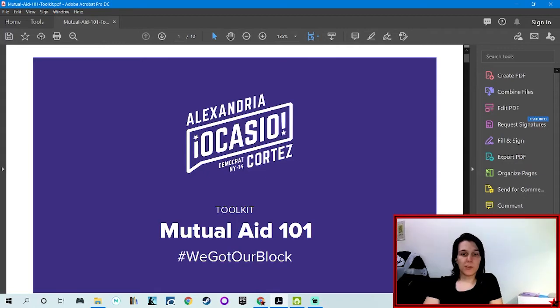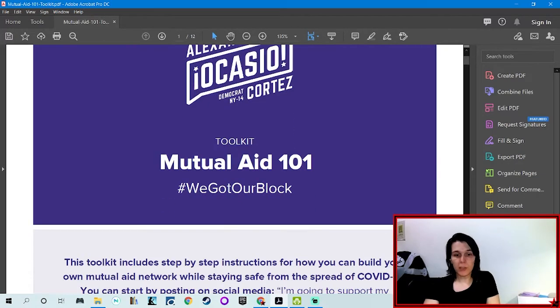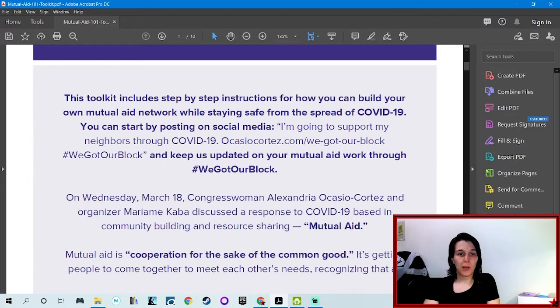So we have here AOC Mutual Aid 101 Toolkit, #WeGotOurBlock. This toolkit includes step-by-step instructions for how you can build your own mutual aid network while staying safe from the spread of COVID-19. And again, this document is going to spend a lot of time focused on COVID-19, so there's going to be a lot of pandemic-specific stuff, but there's still a lot of good, useful information here that can be used to help people organize regardless of pandemic situations. But this might still be useful if and when another pandemic occurs.